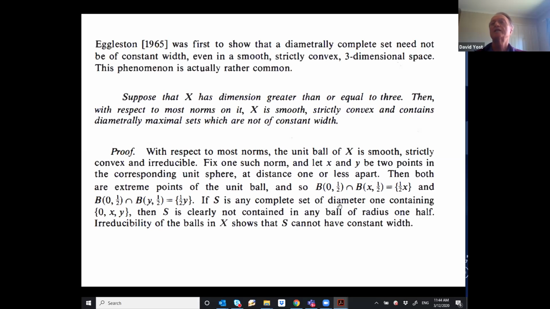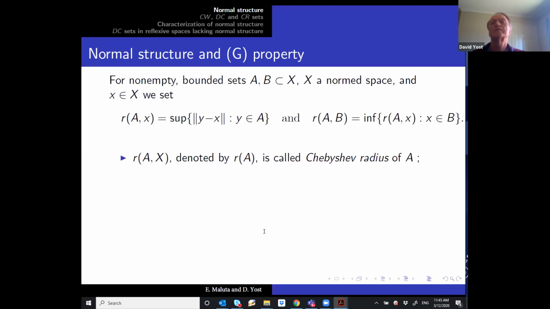So if I take any complete set of diameter 1 which contains these 3 points, then that set cannot be contained in any ball of radius 0.5. And so that set cannot have constant width. But it can be diametrally maximal. So there's a big difference between these two.